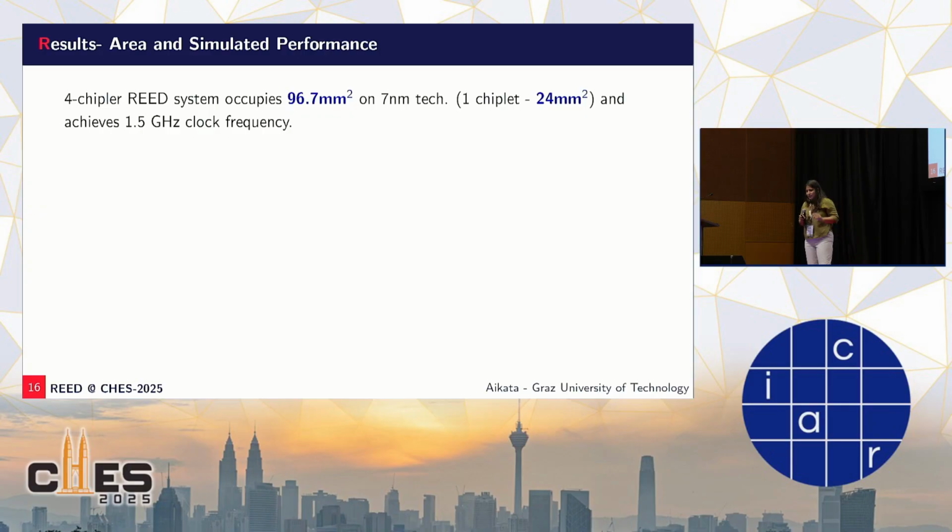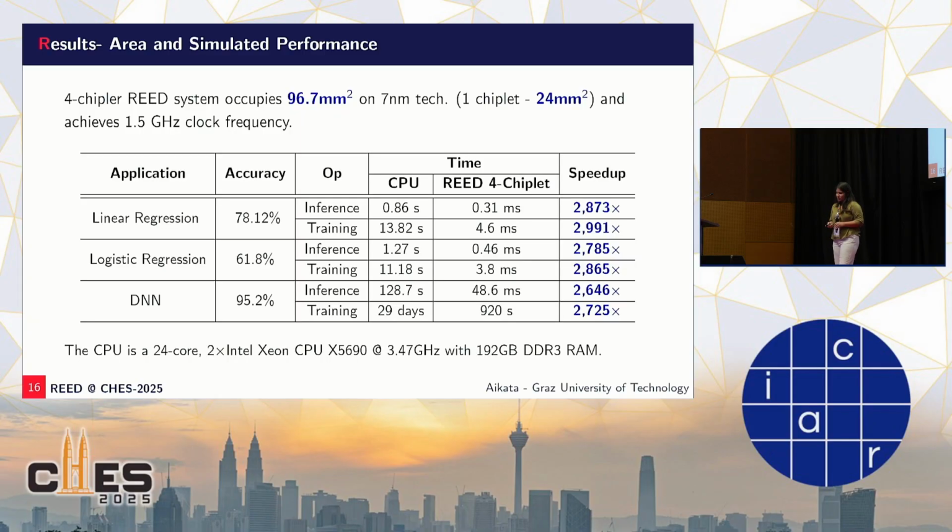So we synthesized the 4-chiplet READ system on a 7 nanometer TSMC library, and it reports an area of 96.7 square millimeters, where one chiplet occupies 24 square millimeters. And this design was able to meet timing constraints of 1.5 gigahertz. We also did cycle accurate simulation for various applications, starting from linear regression inference to encrypted DNA training. And the results show that the system can achieve a speedup of 2,800 to 2,900.